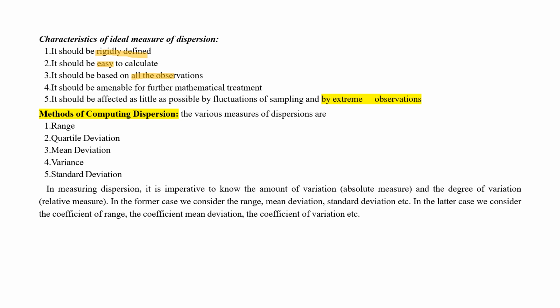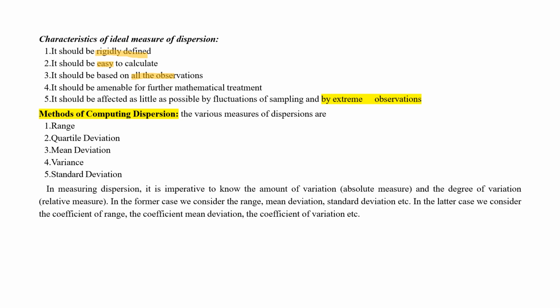In measuring dispersion, it is imperative to know the amount of variation and the degree of variation, that is, relative measure and absolute measure are very much necessary. In the former case we consider the range, mean deviation and standard deviation. So to find out absolute measures we go for range, mean deviation and standard deviation. When the degree of variation is needed, then we can go for coefficient of range, coefficient of mean deviation and coefficient of variation as relative measures.